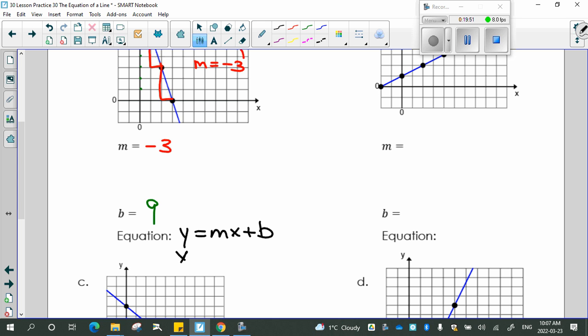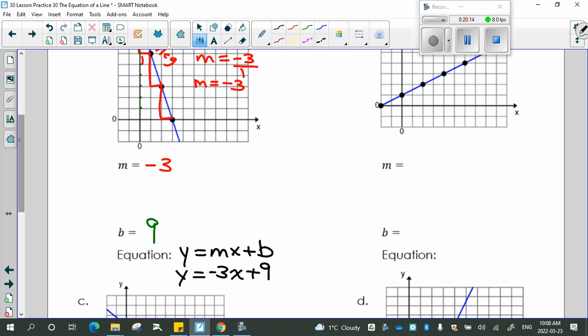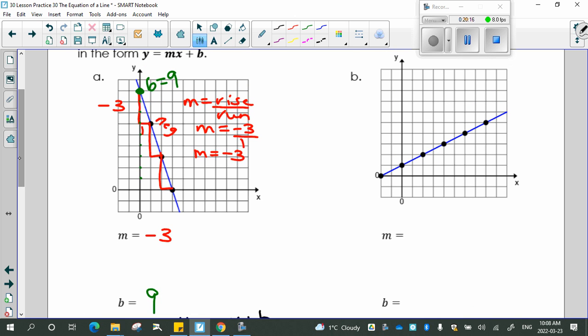So what's going to be the number I replace M with? Negative 3. Good. And then I still need the x. And what's going to be the number, including the sign, that I replace B with? Positive 9, so plus 9. So there's the equation of that line: y equals negative 3x plus 9, which should mean to you it touches the y-axis at 9, and it's got a negative slope of down 3 over 1.